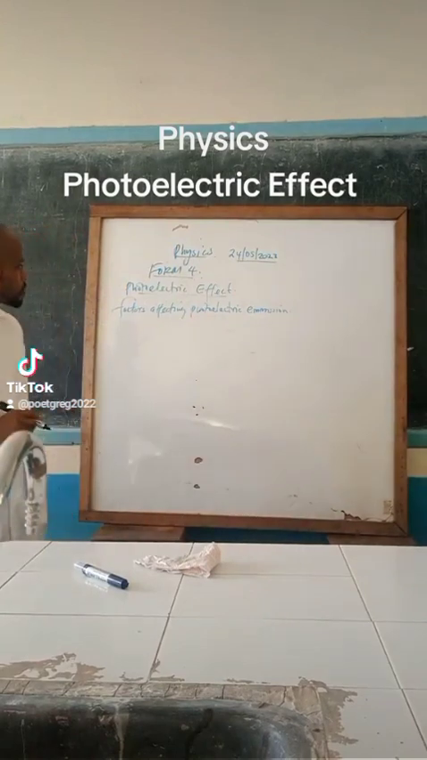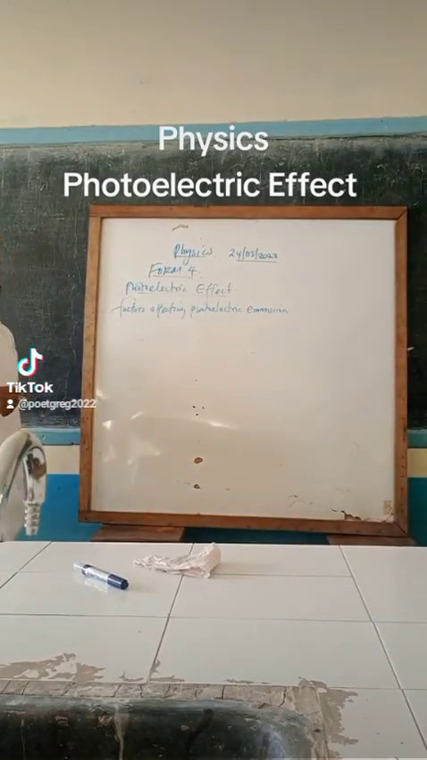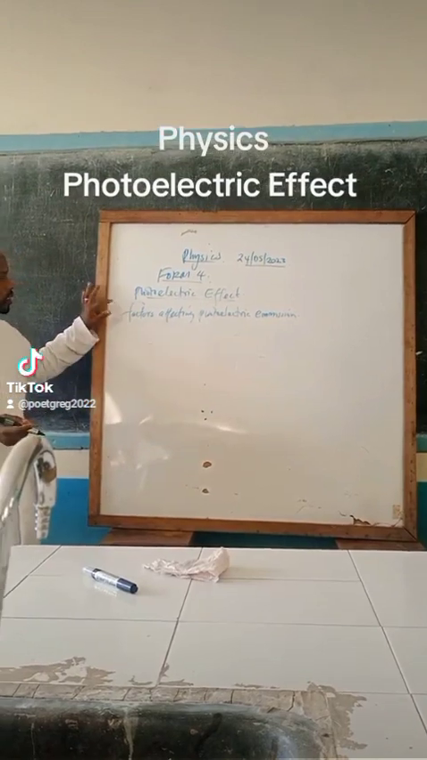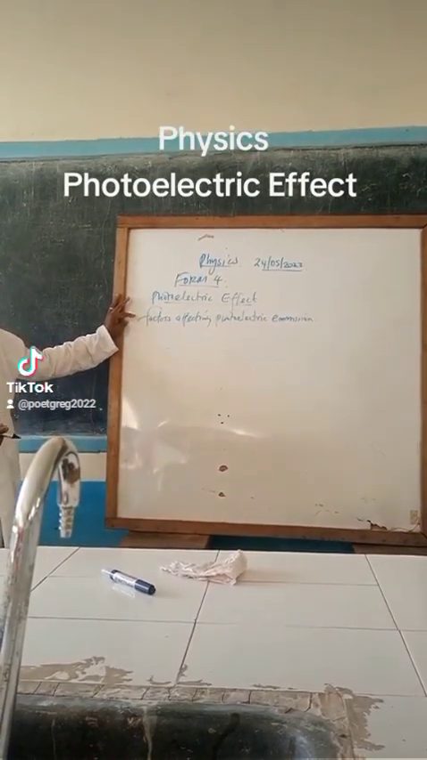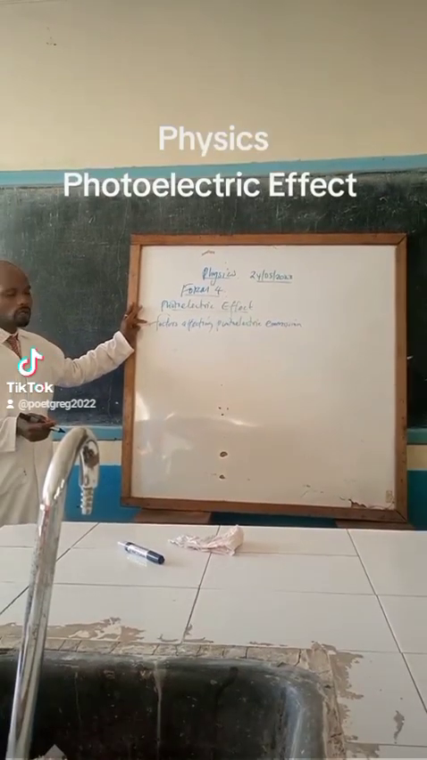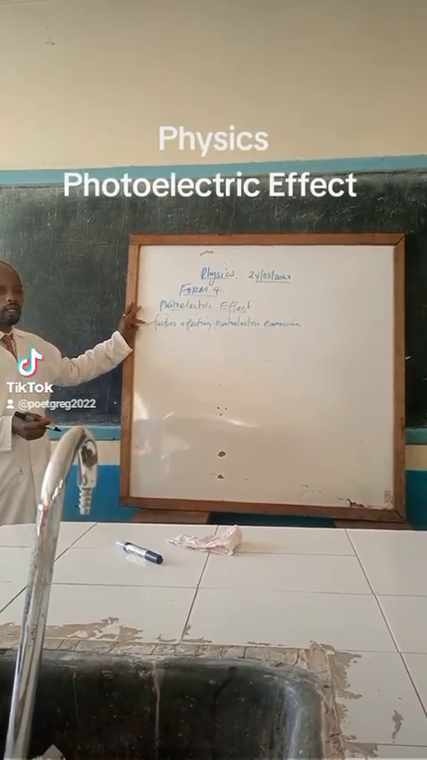So welcome to Physics Form 4, a chapter on photoelectric effects. Today we'll be looking at factors which do affect the photoelectric emission, or the rate at which the electrons are going to be emitted from a metal surface.